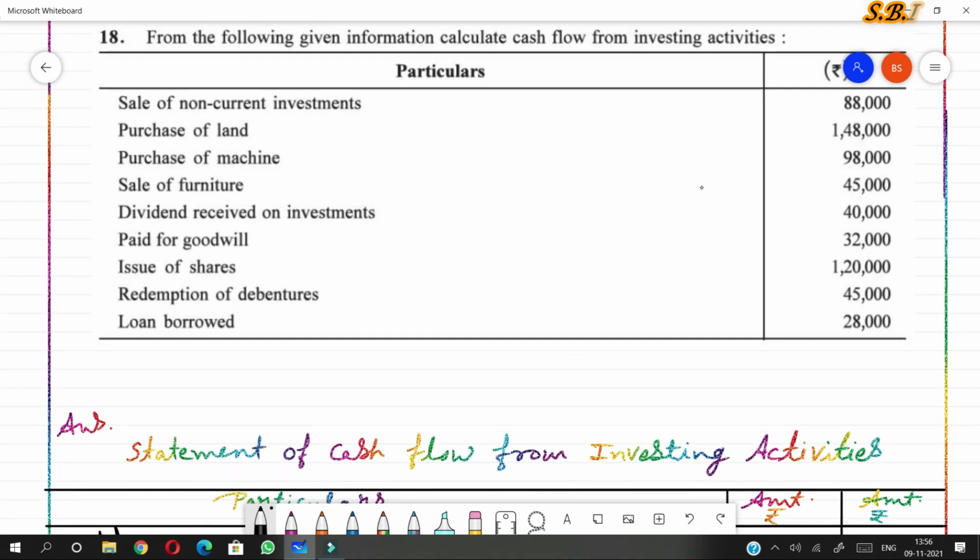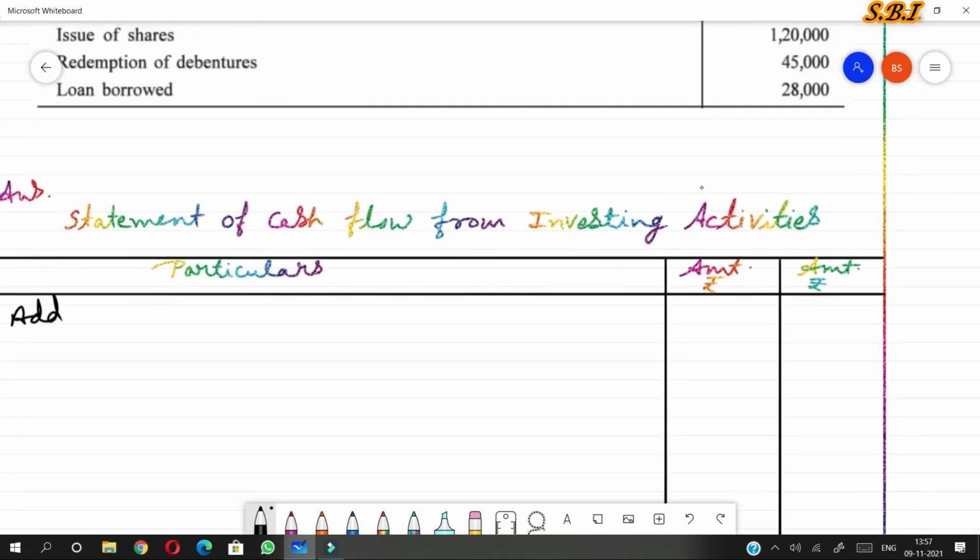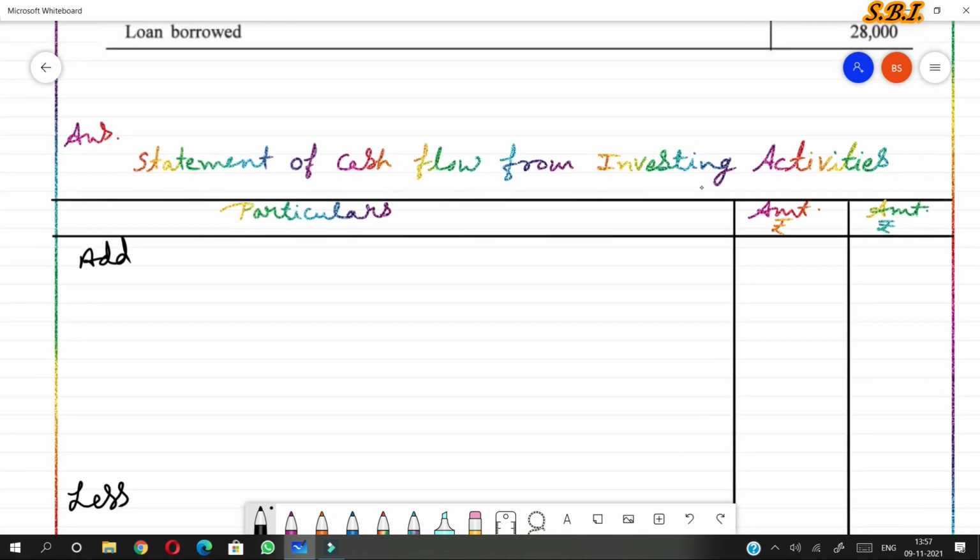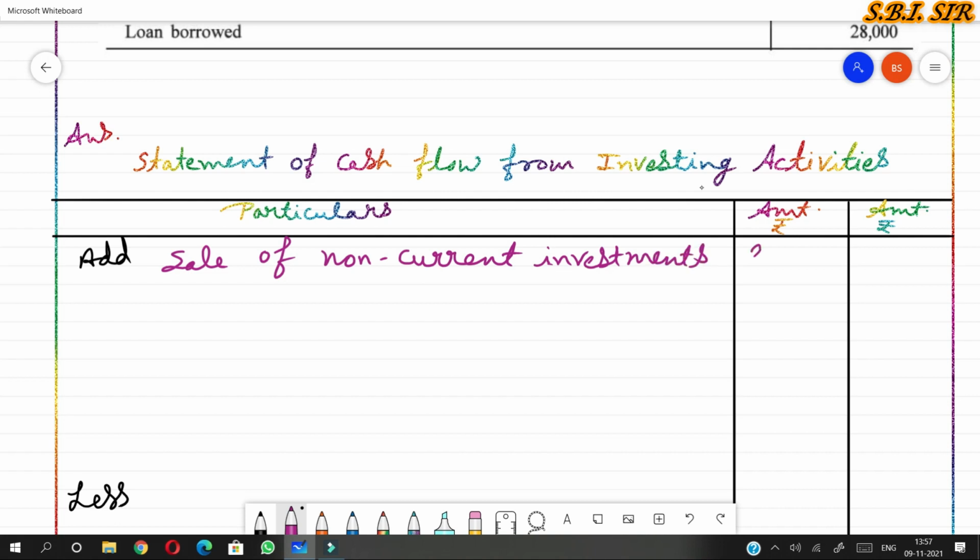Then sale of non-current investments 88,000. We will add this because by sale of non-current investments, cash flow increases. Sale of non-current investments 88,000.